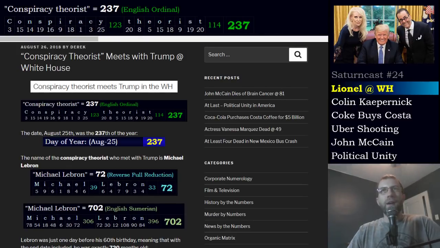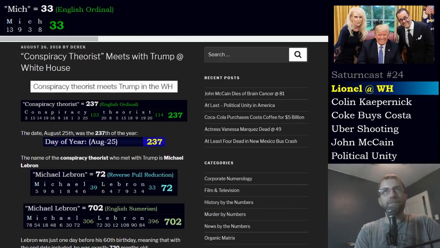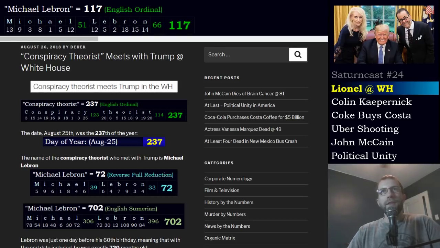So using the standard alphabetic order, the term conspiracy theorist equals 237. And again, August 25th, the day that this conspiracy theorist met Trump at the White House, was the 237th day of the year. This particular conspiracy theorist is named Michael LeBron. In our complementary reverse reduction cipher, Michael LeBron equals 72.